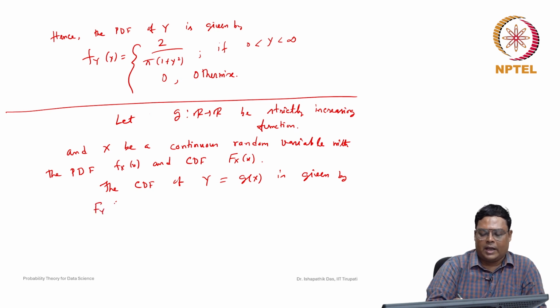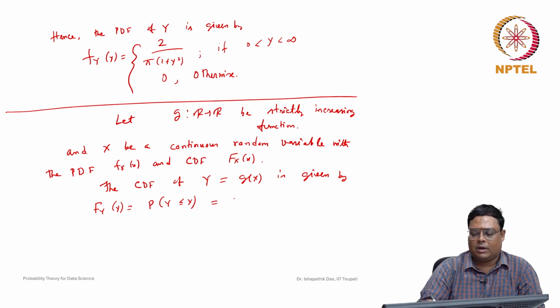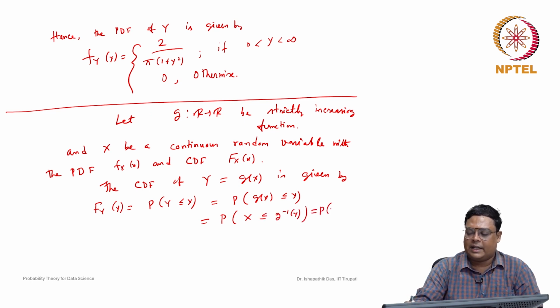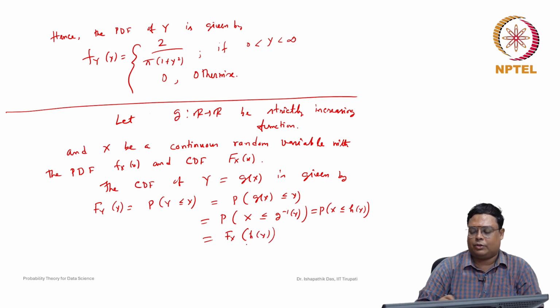F of y, which is the probability that Y is less than or equal to y. That is nothing but the probability that g(X) is less than or equal to small y. Since g is a strictly increasing and differentiable function, g inverse also exists in our assumption. If we apply g inverse on both sides, this is nothing but X less than or equal to g inverse of y, which we denoted as h(y). So hence it is nothing but F_X of h(y).